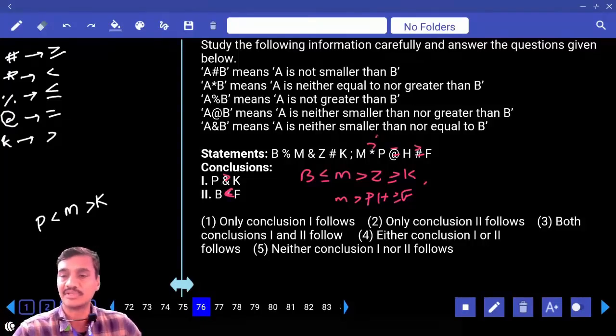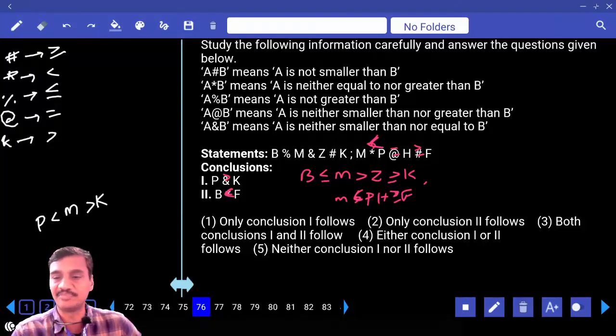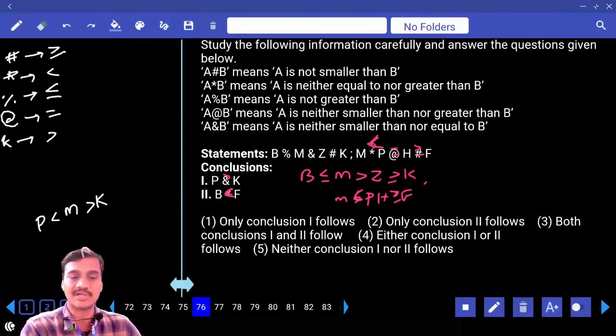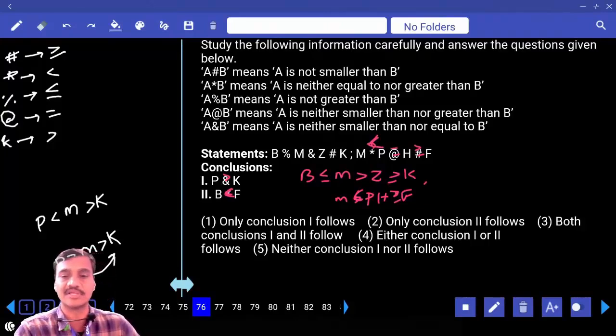M lesser than P. Here M lesser than P, and H greater than or equal to F. Then M lesser than P, the relation between P and K: M is greater than K. M lesser than P means P greater than M. P greater than M, M greater than K, so P greater than K, definitely true.